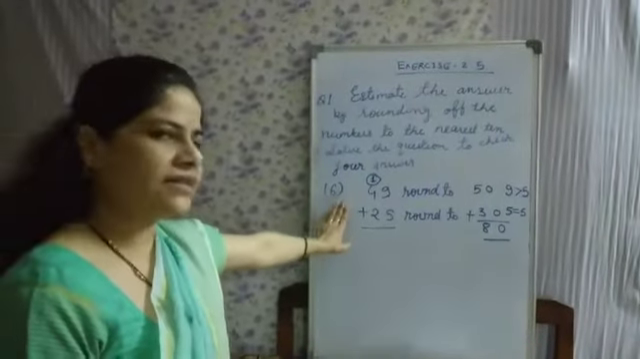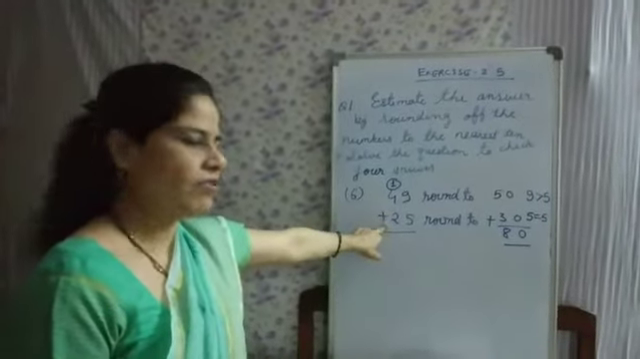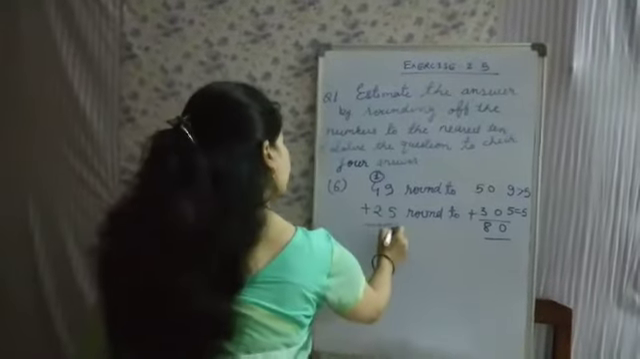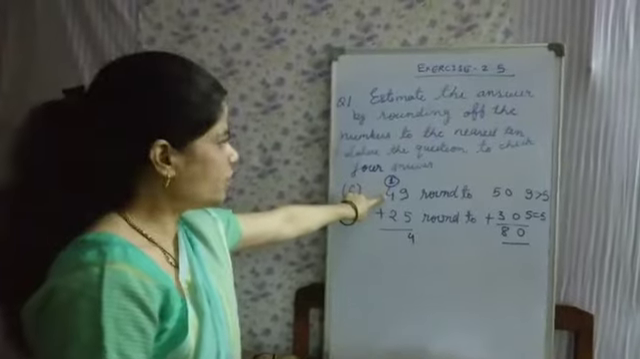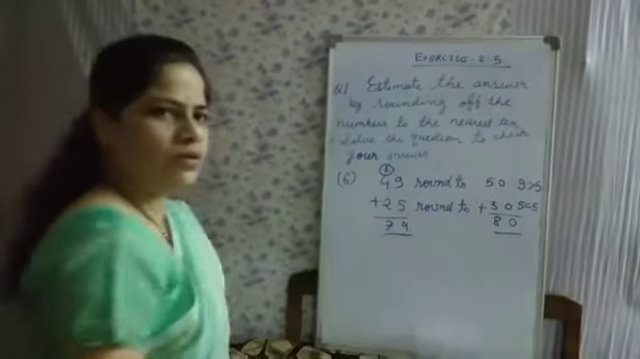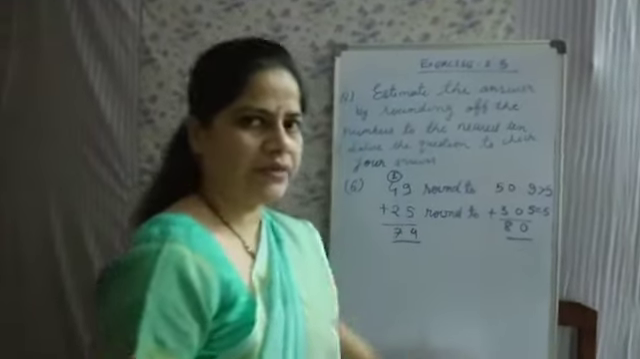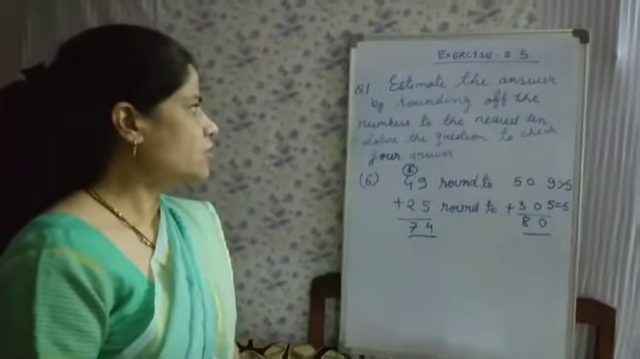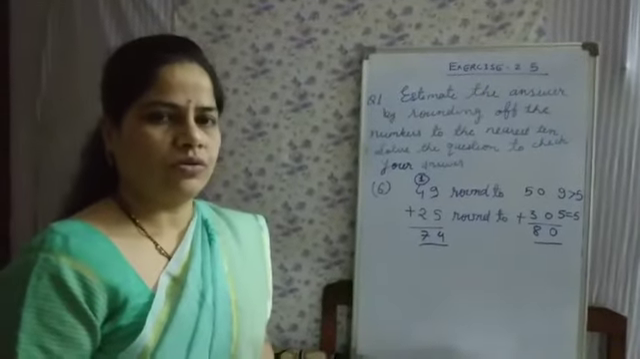Now you have to find the exact sum. So to find the exact sum, you have to add 49 and 25. 9 plus 5 will be 14. So write 4 in the answer and carry over 1. 1 plus 4 will be 5, and 5 plus 2 will be 7. So the exact sum is 74 and the estimated sum is 80. This way you have to round off the numbers to the nearest 10 and then add, and then you have to find the exact sum also.